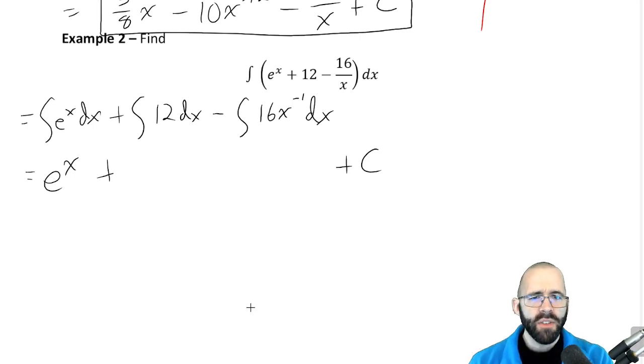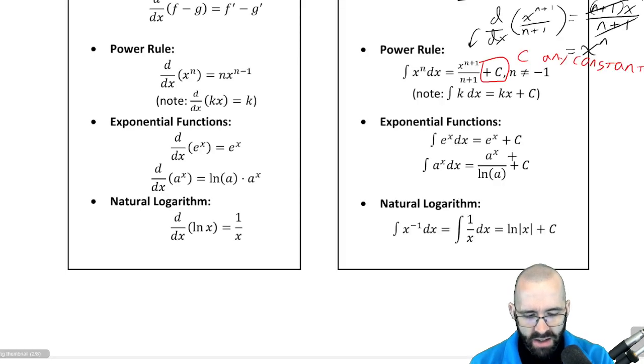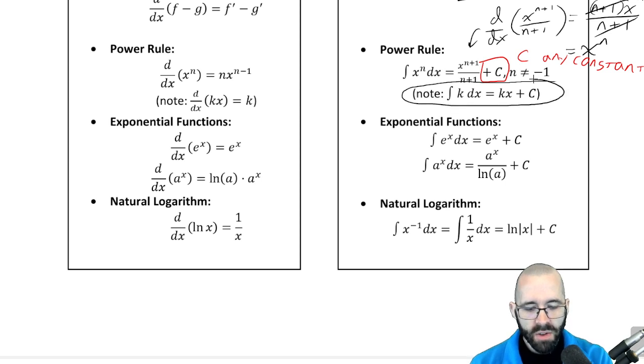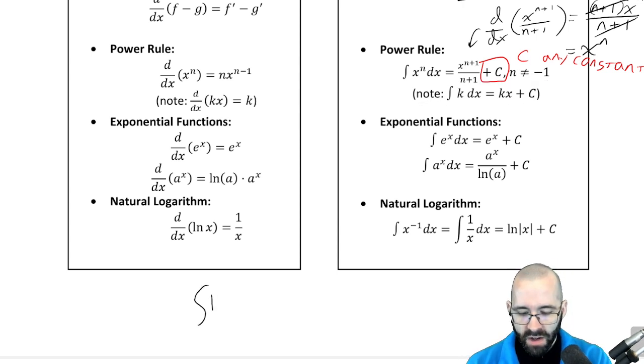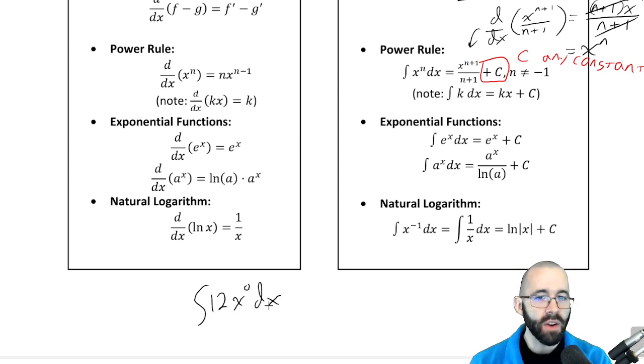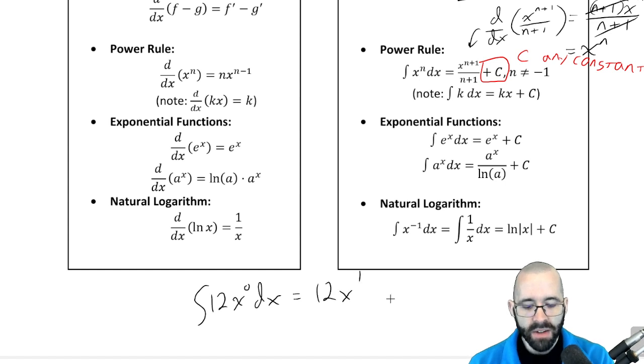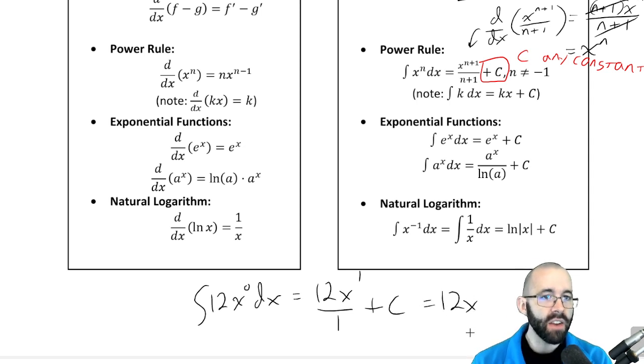What's the antiderivative of 12? There's no variables here. Do we have something written like that? The antiderivative of any constant is technically the power rule, right? 12 is technically 12 times x to the 0, because x to the 0 is 1. So when we add an exponent and divide by that new exponent, we just get 12x. That's our antiderivative of 12.